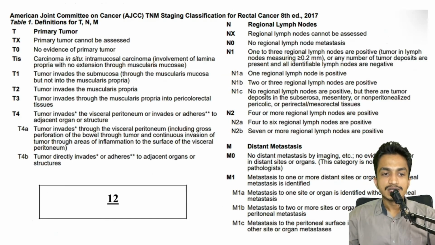Coming to rectal cancer, it is almost similar to colon cancer, that is TIS is intramucosal, T1 is submucosa, T2 is muscularis, T3 is pericolorectal tissue, T4A is invasion through the visceral peritoneum, that is there is bowel perforation or continuous wall invasion. If it is adherent to or invading other organs, that is T4B. Lymph node stations, N1A, 1 lymph node, N1B, 2 or 3 lymph nodes, N1C, no lymph nodes but tumor deposits in serosa, mesentery and non-peritonealized tissue, and N2, that is 4 to 6, N2A, and 7 or more, N2B. And again same metastasis, 1, 2 or more without peritoneal mets, M1A, M1B, and M1C is with peritoneal metastasis.